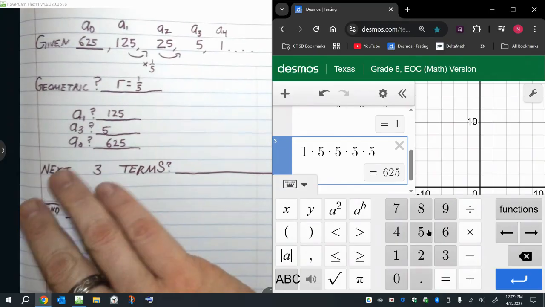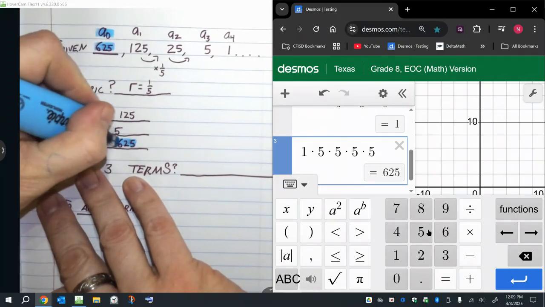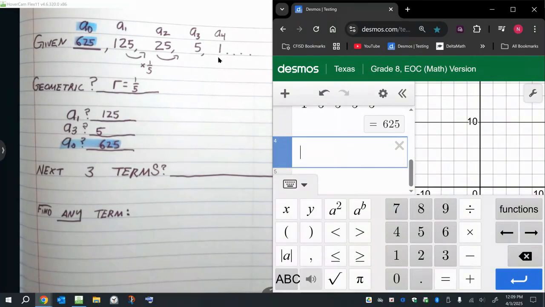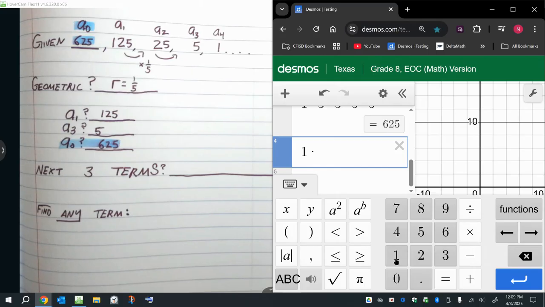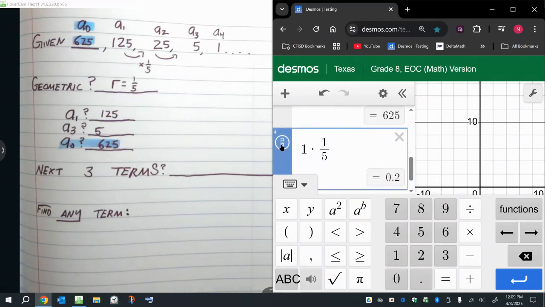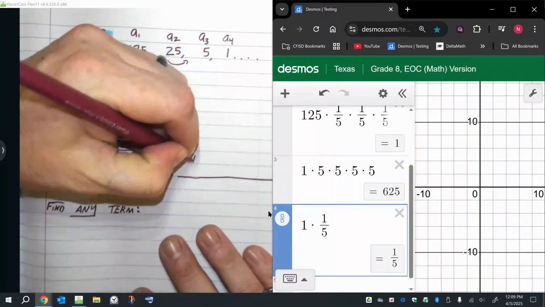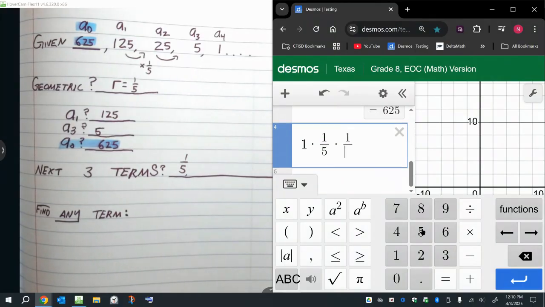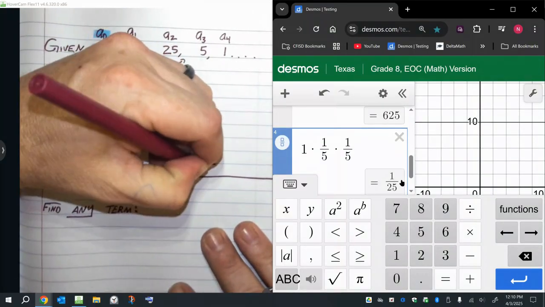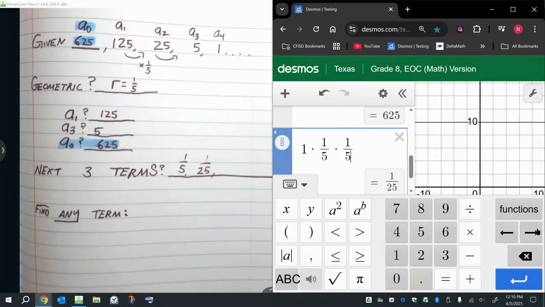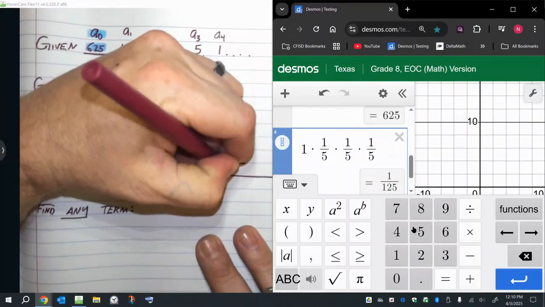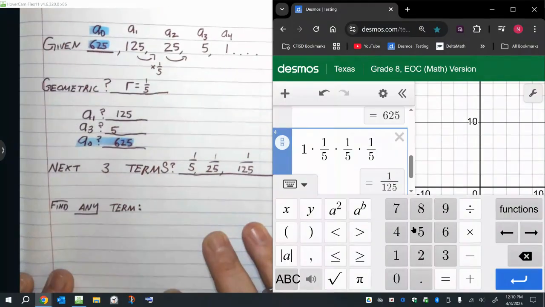So why is that helpful? Well, finding a sub 0 is super helpful because it helps us find any term, okay? What do I mean by that? That means we can find any term. Now let's go back to the 1. If I want to multiply and find what the next number is in the sequence, right? That's 0.2 or 1/5. And then if I multiply this by 1/5, then I get 1/25. And if I multiply that by 1/5, I get the third term that would happen. So here's my next 3 terms in the sequence, okay?